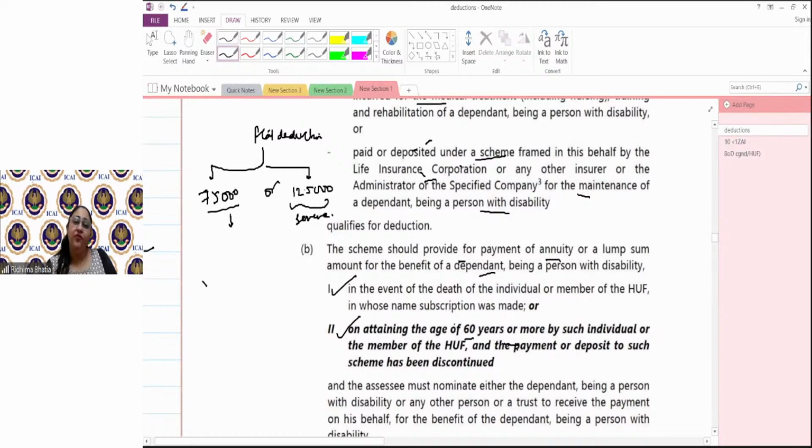The question comes, ma'am, flat deduction? Yes. Even if you spend lakhs and lakhs in maintaining the person, still you will get 75 or 125 as the case may be. Or if you're spending just a nominal amount of 10,000, 15,000, still you will get 75,000. Irrespective of the expenditure, you will get the deduction.